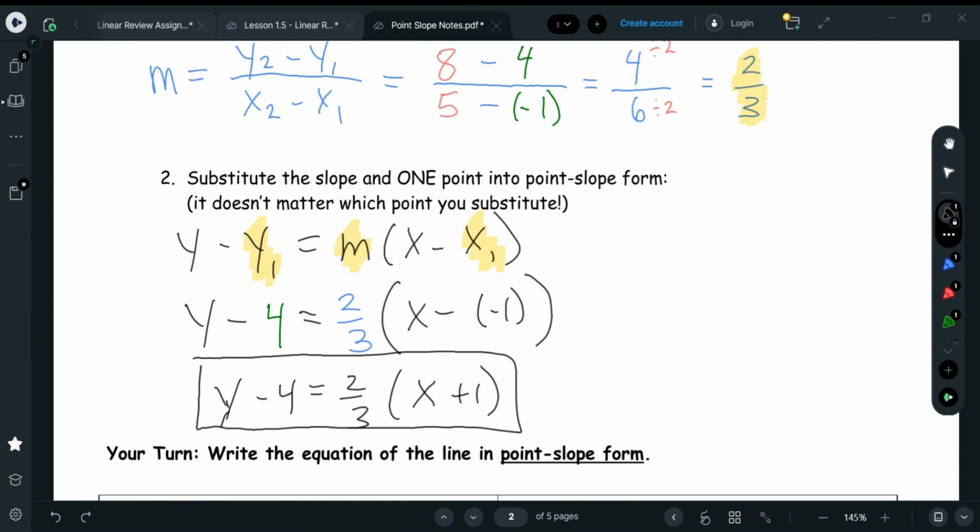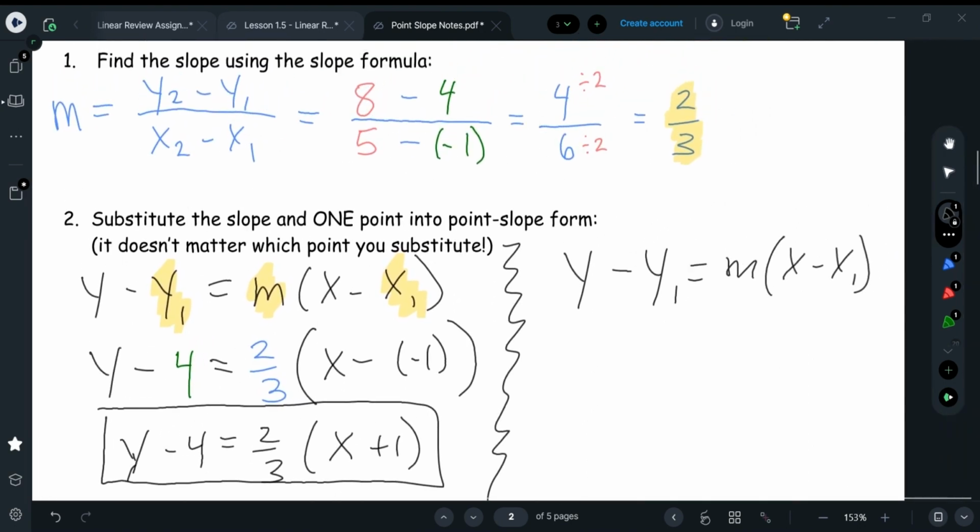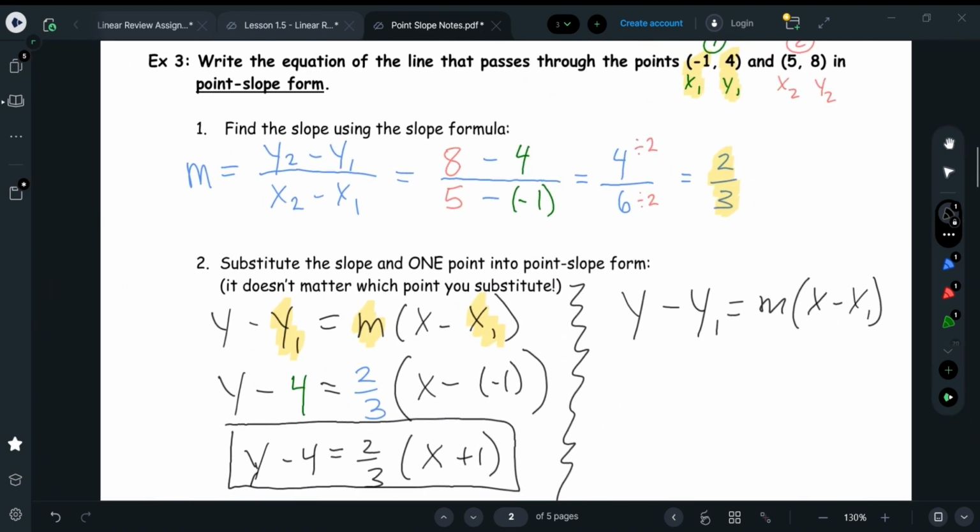Okay, I'm going to do the same process with the other point, and then I'm going to show you that the two equations that we get are identical. Now, you don't have to do it both ways. I'm only doing this just as a demonstration. So let me do it over here on this side. y minus y1 equals m times x minus x1. Okay, we've got that, and now let me zoom out just a little bit.